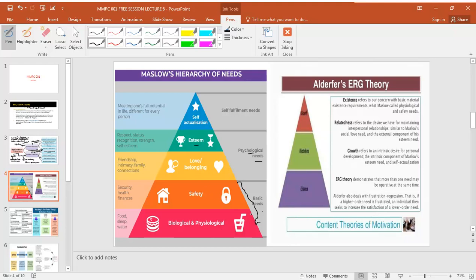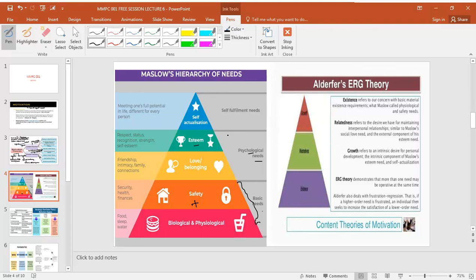So first are the basic needs, which include biological and physiological needs plus safety. These two together are the basic needs. Then social plus esteem constitute the psychological needs, and the last is the self-fulfillment need, the top of the ladder. So these are the important needs coming under Maslow's hierarchy of needs.